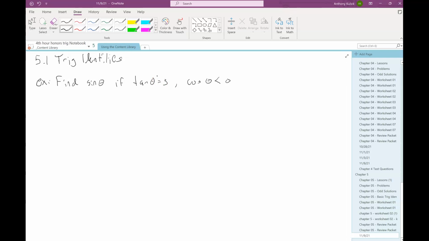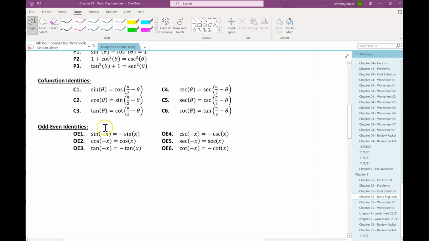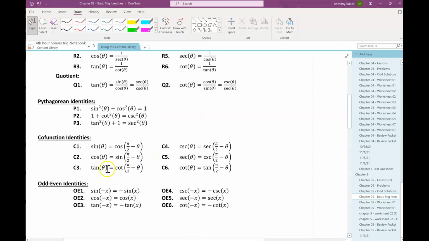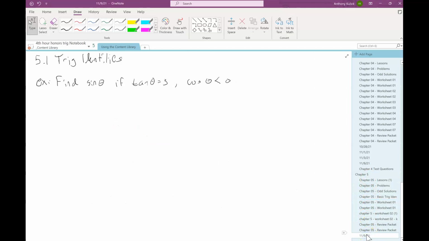So the first thing that I'm going to notice is that there's no identity that includes tangent and sine only. Right? If I looked at my list of identities, none of them involve just tangent and sine. I have tangent and cotangent. I have tangent with sine and cosine. I have tangent and secant. I have tangent and cotangent. None of them have just tangent and sine in it, right? So I know that I'm going to have to be using two of these identities somehow.